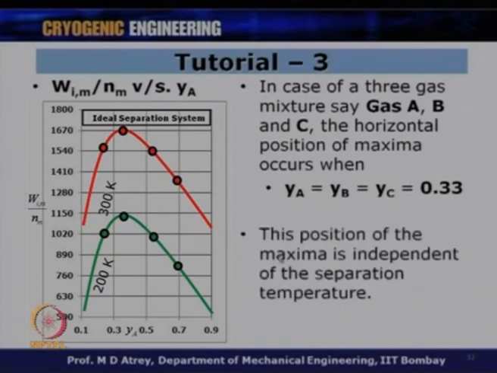So, this position of the maximum is independent of separation temperature. As you can see, the maximum occurring at 300 Kelvin and at 200 Kelvin are at the same location. So, basically the position of the maximum is independent of the temperature of separation, and it completely depends on when Ya is equal to Yb is equal to Yc in a 3 gas mixture.